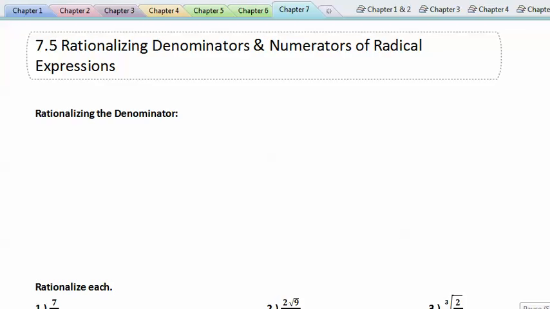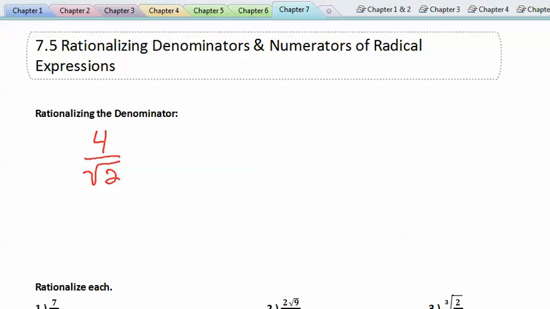In 7.5, we're going to be talking about a topic that's called rationalizing denominators, and then later on we'll rationalize numerators. Rationalizing a denominator is basically if you see a square root or any root or radical in the denominator, you are going to try to get rid of that radical. The reason why we do this goes back to how things were done without calculators.